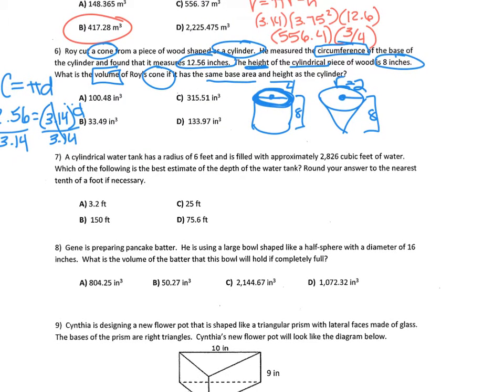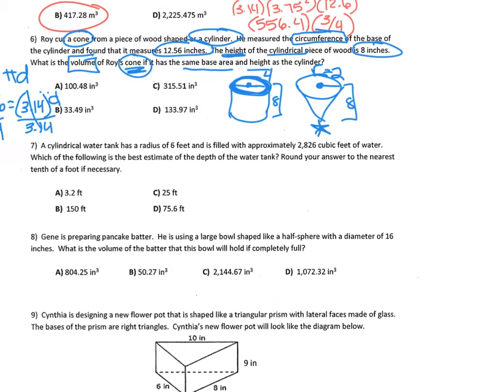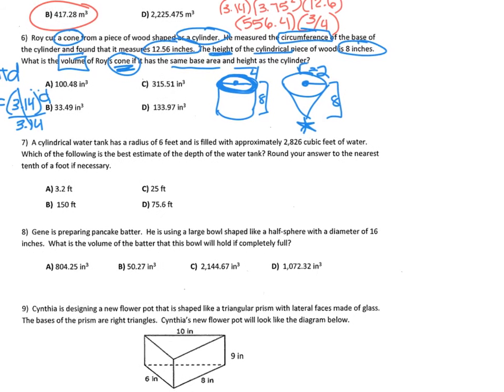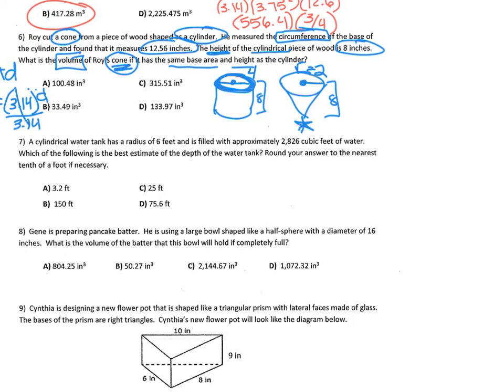So if you've got your radius and your height, and you're going to find the volume of the cone, not the cylinder, of the cone. What's that formula for volume of a cone? Look at your reference sheet. 1/3 times area of the base times height. So 1/3 times pi r squared times height.